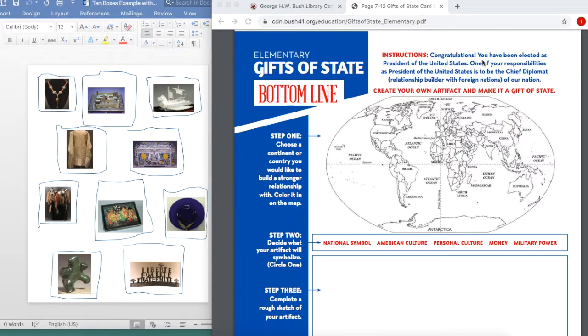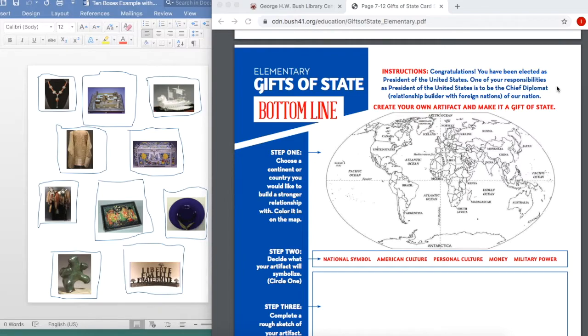Congratulations, you have been elected as the President of the United States. Yay! Excellent job. Yay! One of your responsibilities as President of the United States is to be the chief diplomat. So that is the relationship builder with foreign nations. So you are now the chief diplomat and president of our country. So what you're going to do next is you're going to pick a country, a foreign country, that you would like to become friends with. It could be a country we already have a relationship with that's positive or negative, and you just want to improve this relationship so it's even stronger, okay?